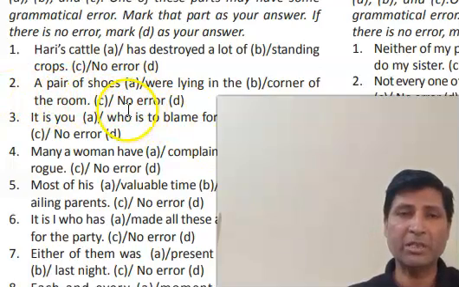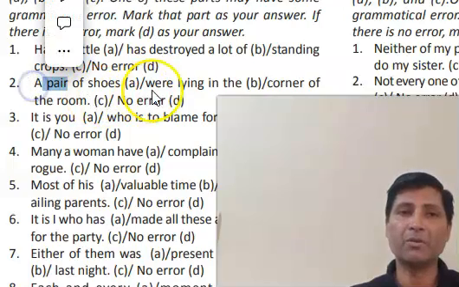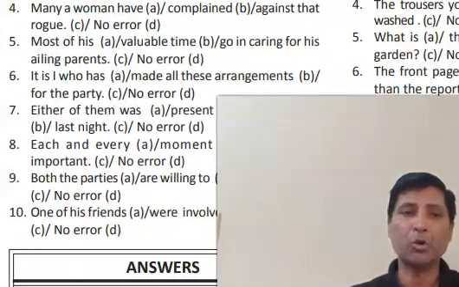Question number 2. You just see how fast it can be done. Verb is were lying. Subject is a pair. Remember, one of, each of, either of. Verb is wrong. Just check the problem.